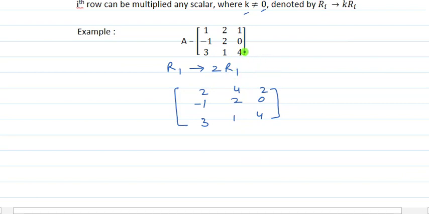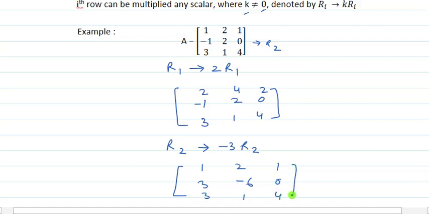We can apply this operation on any row. This time let me apply on R2, and let us take k as -3. So the operation can be written as R2 implies -3R2. So therefore matrix A will turn to 1, 2, 1, 3, -6, 0, 3, 1, 4. Means the second row will be multiplied. Each element of the second row is multiplied with -3. So we are getting 3, -6 and 0 over here, and no change in the other two rows.